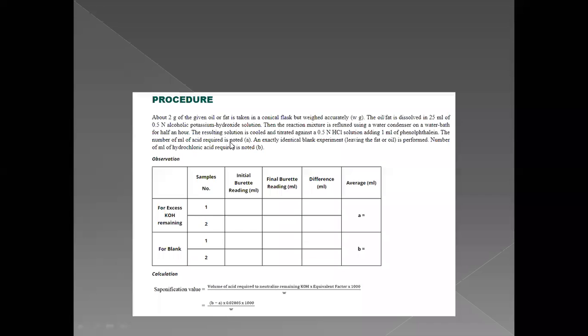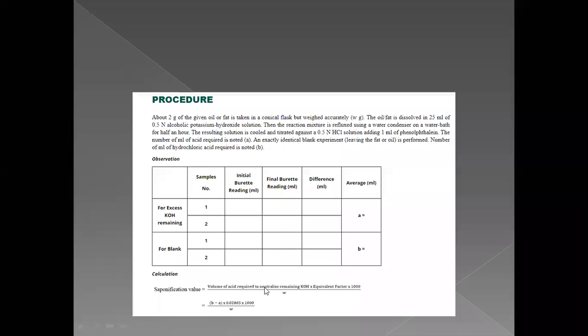Here we are going to titrate it with acid because we have taken potassium hydroxide in the conical flask. Now we are going to determine the burette reading of acid required to neutralize that alkali. So same here, for that we are going to take the burette reading and calculate the average burette reading. And what is the formula for saponification value?